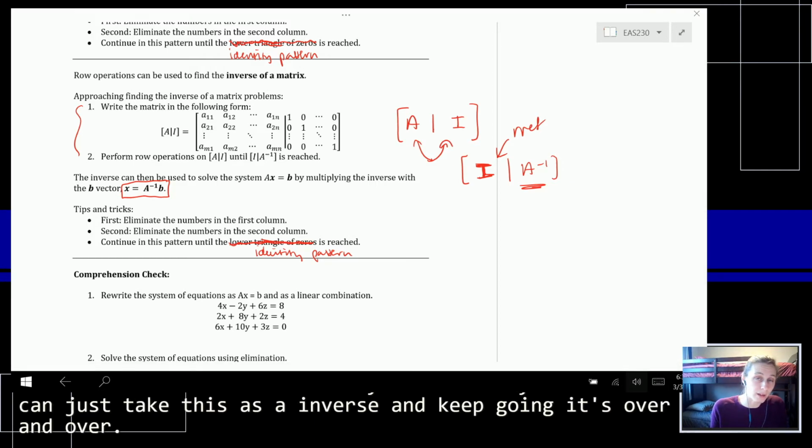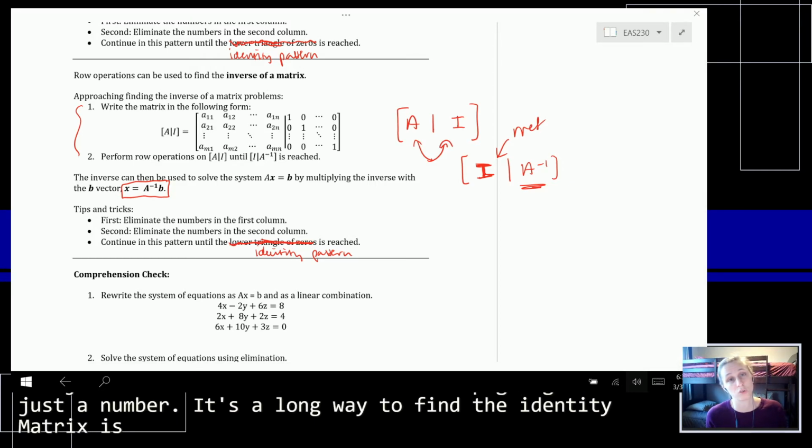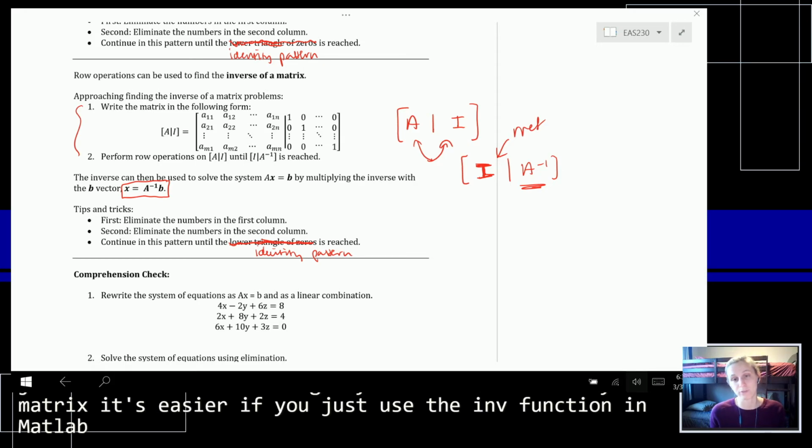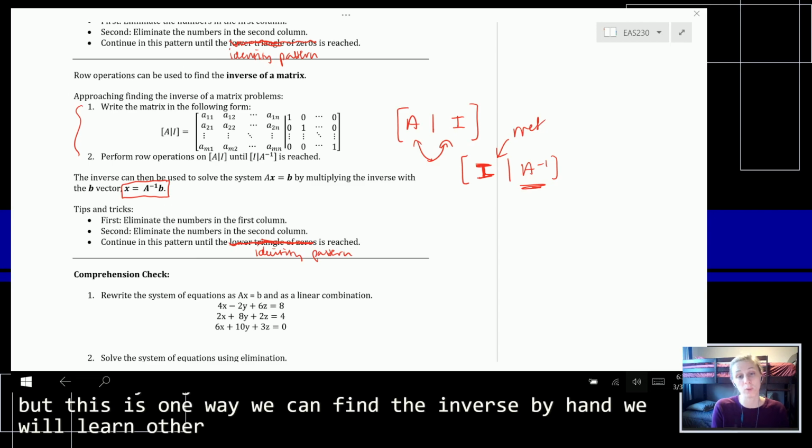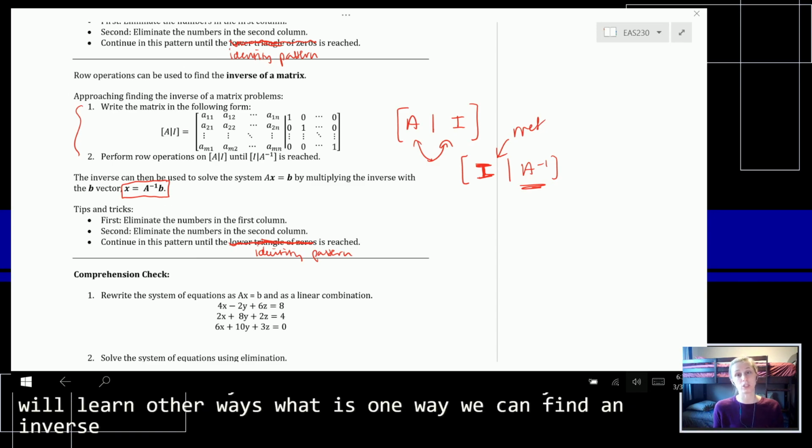It's a long way to find the identity matrix. It's easier if you just use the INV function in MATLAB or RREF. But this is one way we can find the inverse by hand. We will learn other ways, but this is one way we can find an inverse for a bigger than a 2x2 by hand.